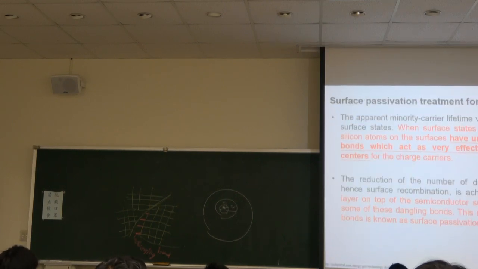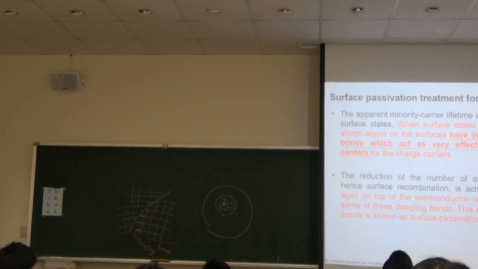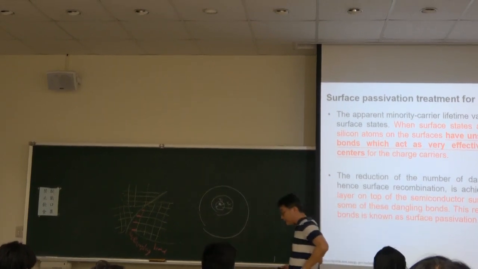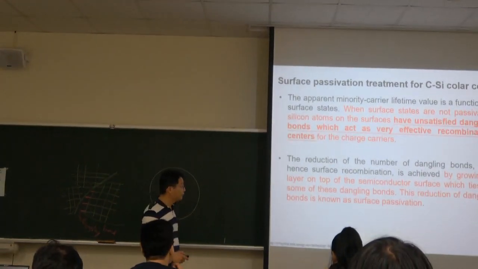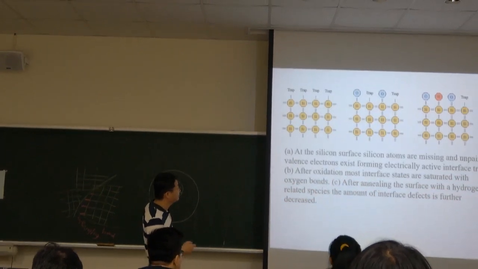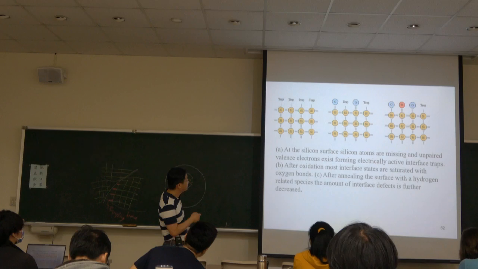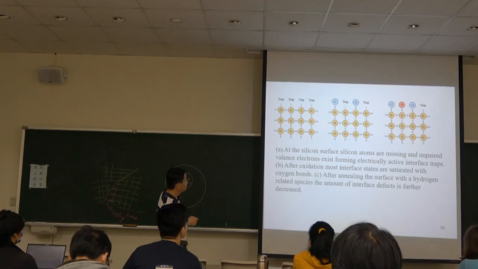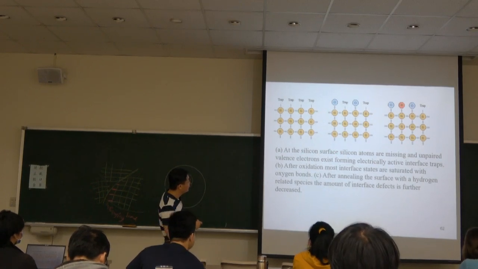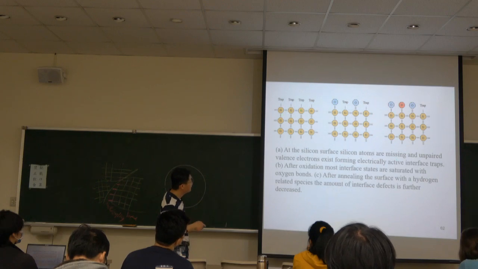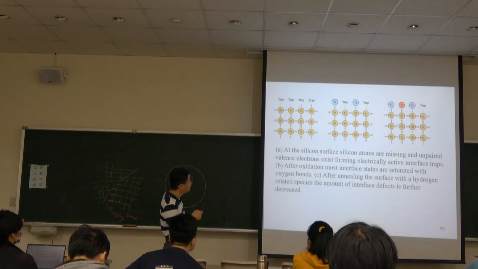So there's a more popular process that we can do. Surface preservation is to reduce the dangling bond. For example, here there's a trapping site. The silicon surface has a missing silicon atom, and then an unpaired valence electron exists in here.